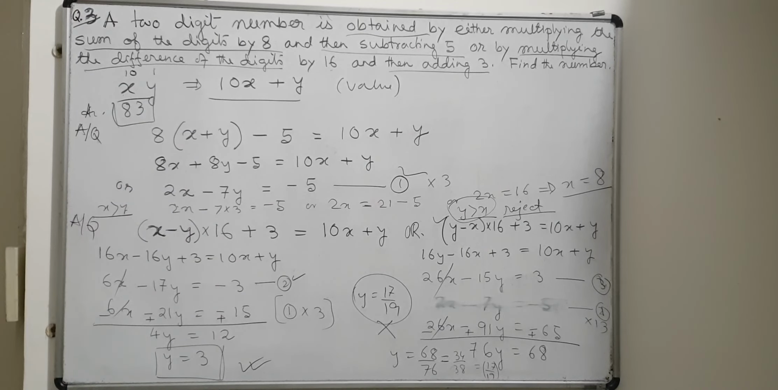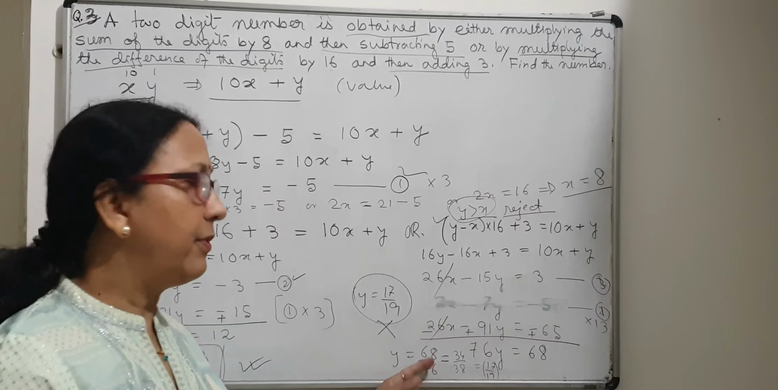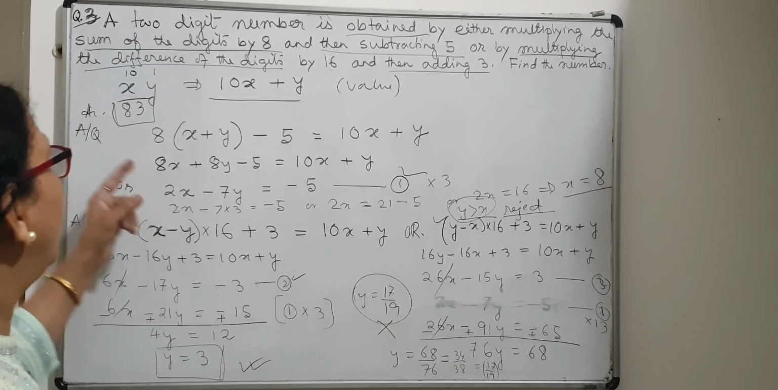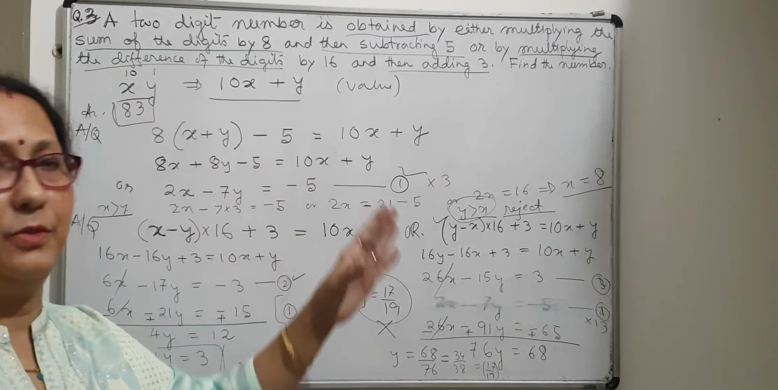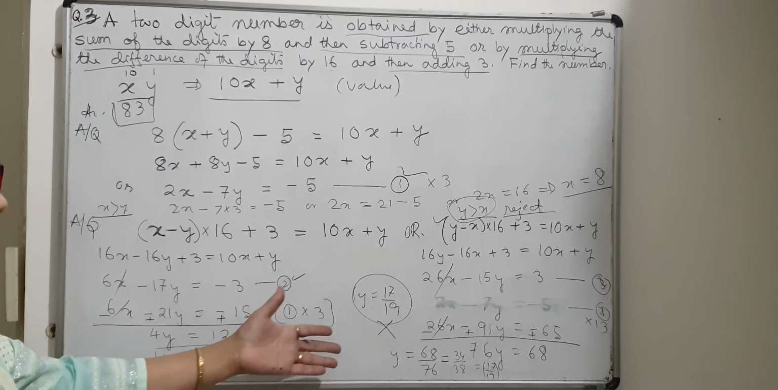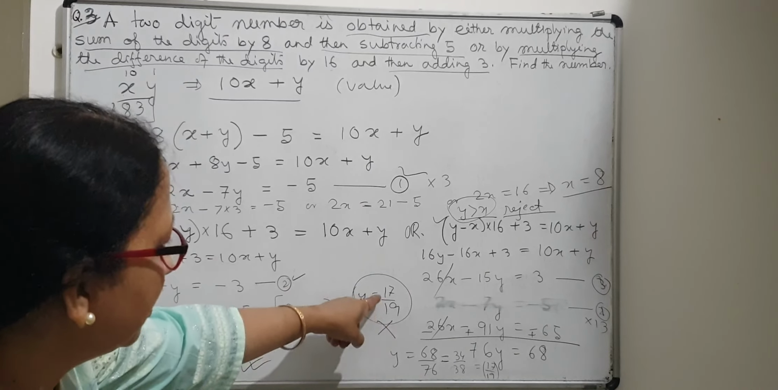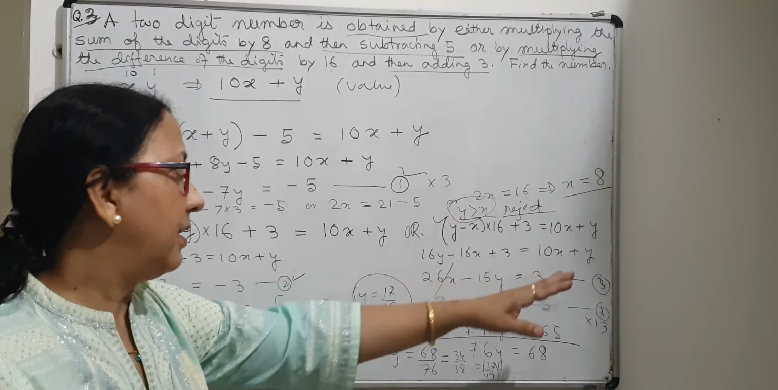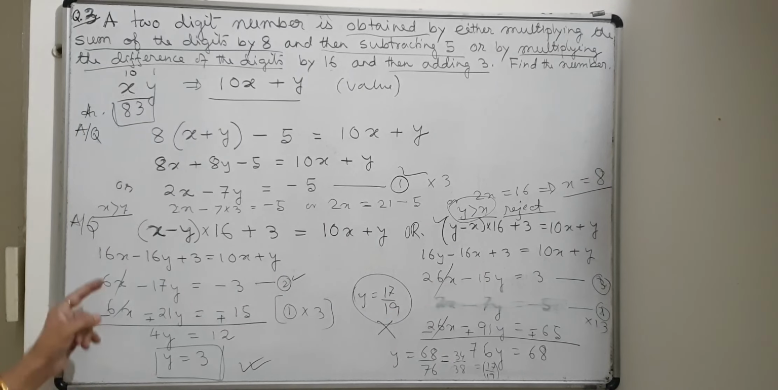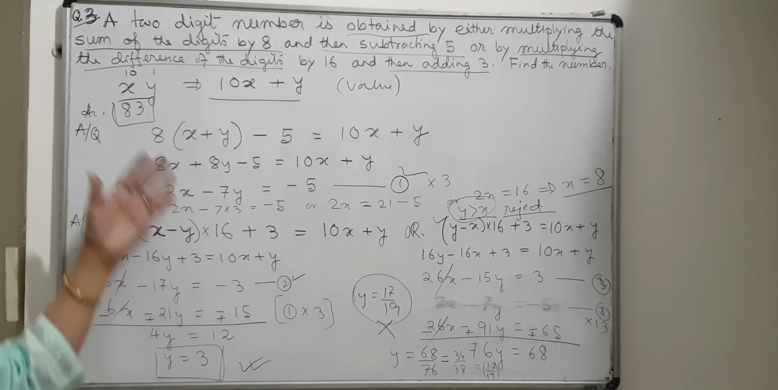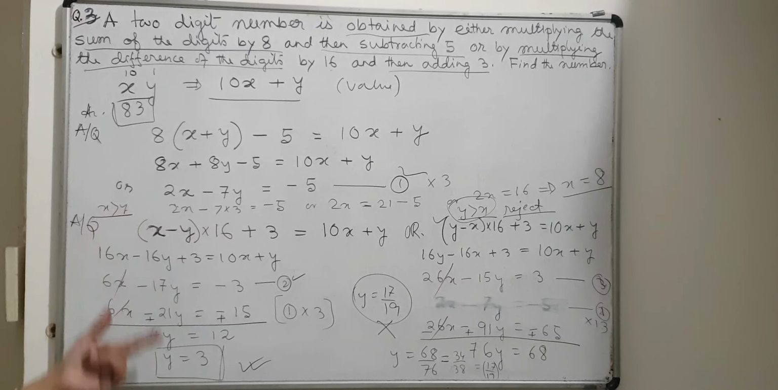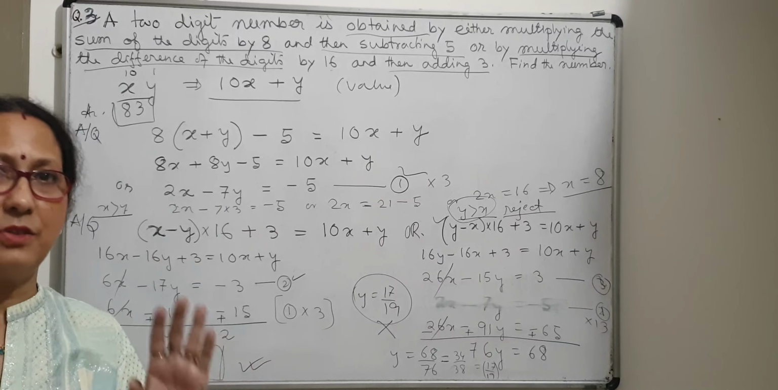Sometimes we may get some integral value of y also. In that case, there will be two possible values for the number. So there will be two answers. But in this case, as y is a fraction, and a digit cannot be a fraction, we ignore that, and we stick to the first condition, that is x greater than y. Okay. So that's all for today.